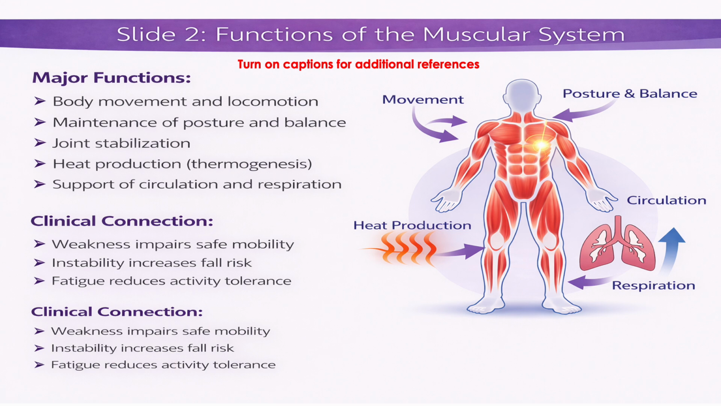Clinically, impairment of muscular function may result in weakness, instability, reduced endurance, and increased fall risk. These changes directly affect patient safety, mobility, and independence. For NCLEX style application, learners should recognize that difficulty with ambulation, transfers, or posture control often reflects underlying muscular dysfunction and requires timely assessment and appropriate intervention.